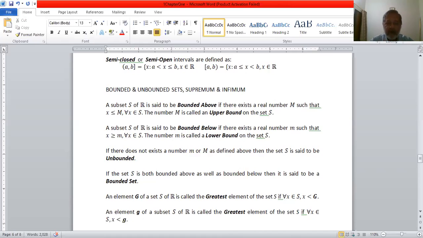Supremum is an alternate term for least upper bound, and infimum is the alternate term for greatest lower bound. Alternate terms इस्तेमाल करने का एक reason ये भी है. Okay, I'll describe that reason while discussing the definition. Set of real numbers का कोई भी subset ले लीजिए, हम उसको कहते हैं bounded above. If you can find a real number m such that every element of the set S is less than or at most equal to this number m, and then this number is called an upper bound of the set.